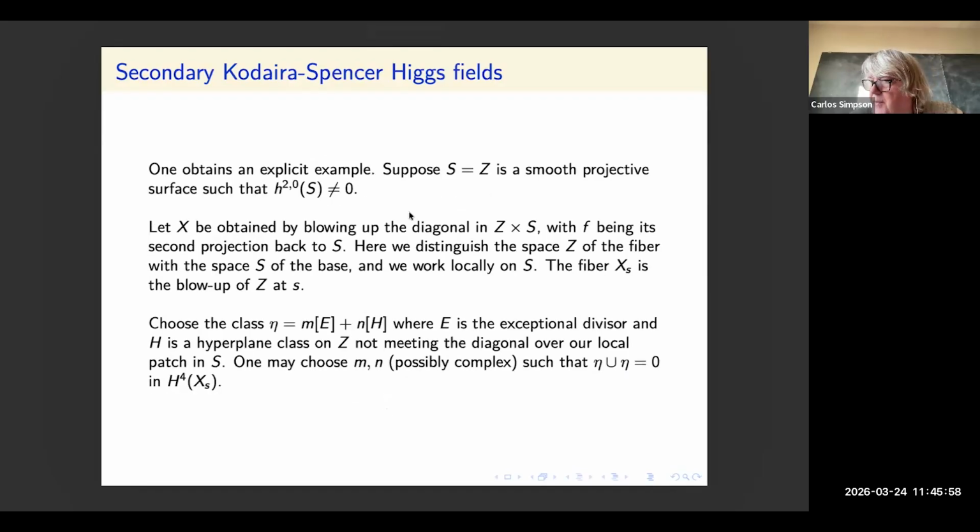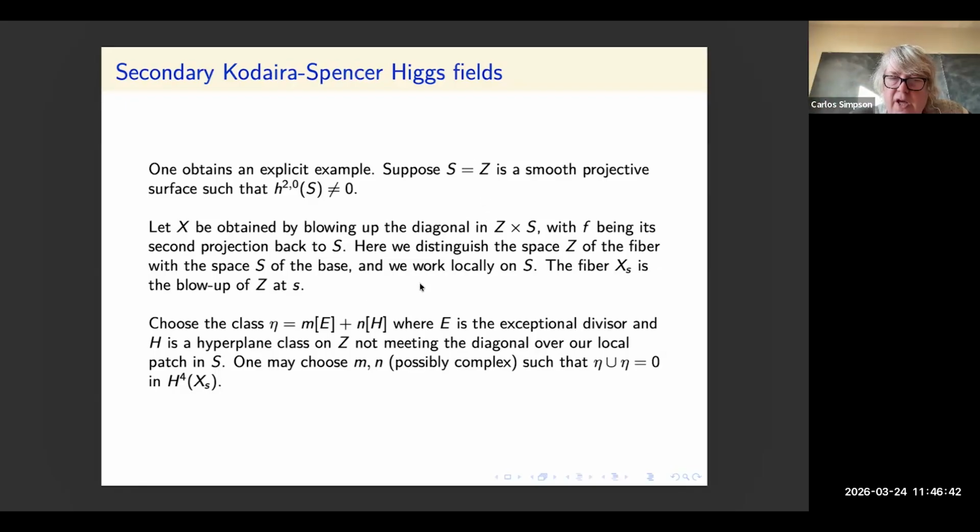And so I actually calculated, let me do this a little quickly, an explicit example of this. Suppose we take a smooth projective surface with H20 different from 0. Then we can blow up the diagonal. Here I'll use S and Z kind of interchangeably, but Z is the fiber and S is the base. So what happens if we blow up the diagonal? We get a fibration over S, where the fiber is the blow up of Z, which is S, at that point. So we have a family of blow ups of the space at different points.